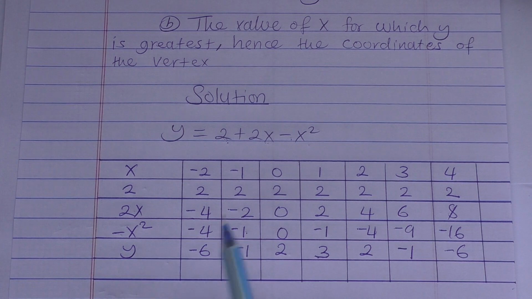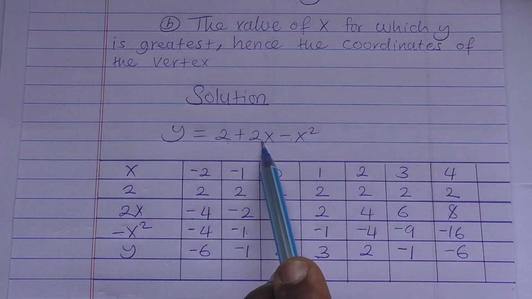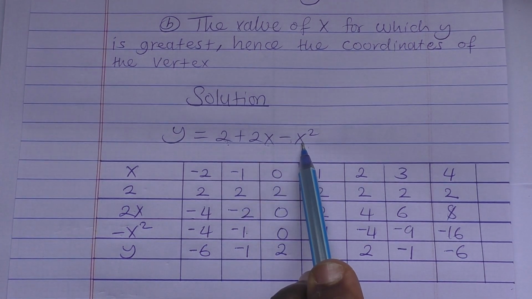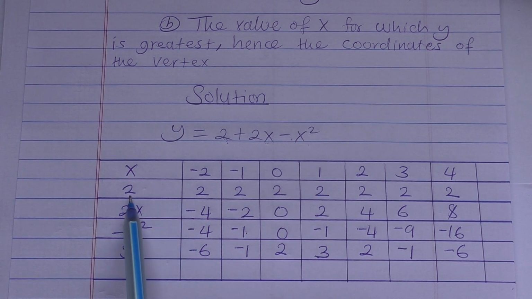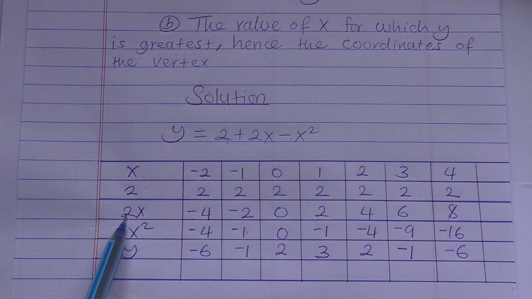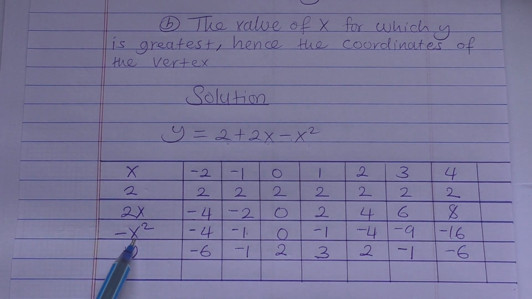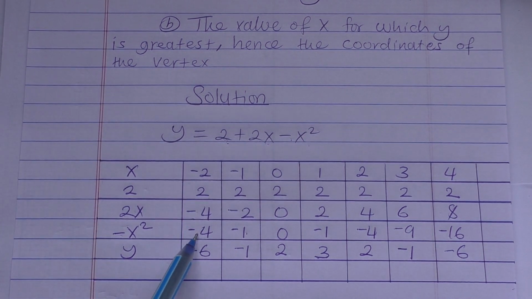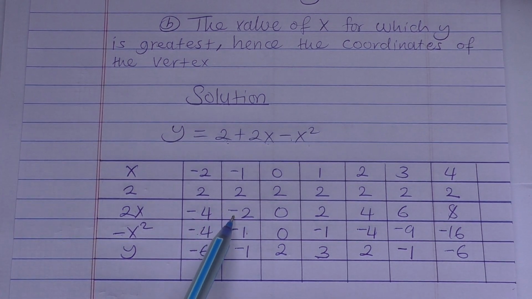And now, how do we get the value of y? The value of y is given by 2 plus 2x minus x squared, meaning we are adding the values of 2 plus 2x minus x squared. So we consider these 3 values. We add these 3 values to get the values of y.